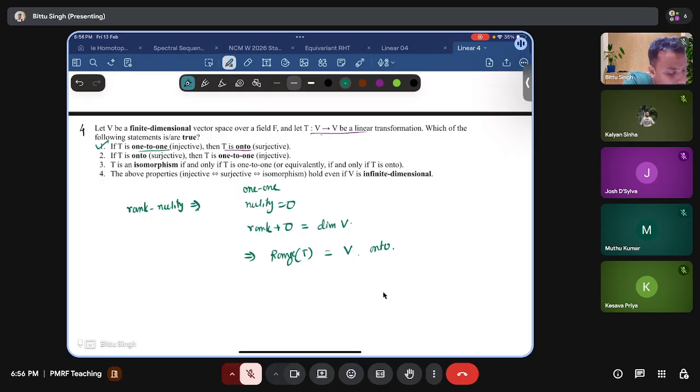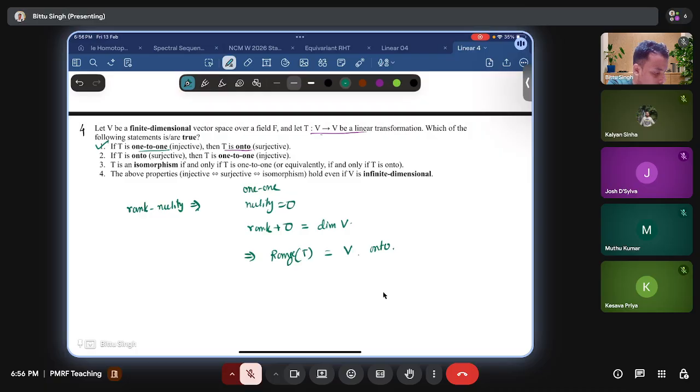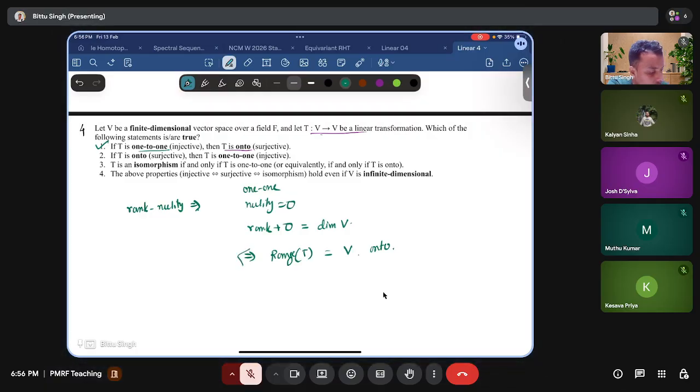Now what about the second one? If T is onto, then T is 1-1. Will it be true? Yes, sir. You just have to reverse the logic. Exactly. We just need to reverse. If we write the reverse direction, then we'll get the same thing. So 2 is also true. Now T is an isomorphism if and only if T is 1-1. So this is also true because we already know that if T is 1-1, then T is automatically onto, and 1-1 plus onto gives me the isomorphism. So this is also true.